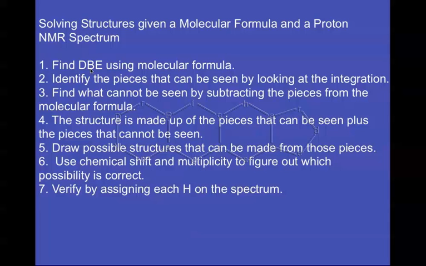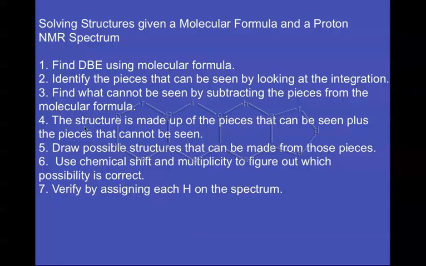First of all, find the double bond equivalence. Secondly, identify the pieces that can be seen by looking at the integration. So write down the pieces that you can actually see based on the spectrum. Thirdly, figure out what you're not seeing by subtracting the pieces you can see from the molecular formula.